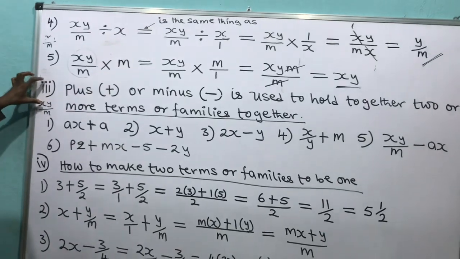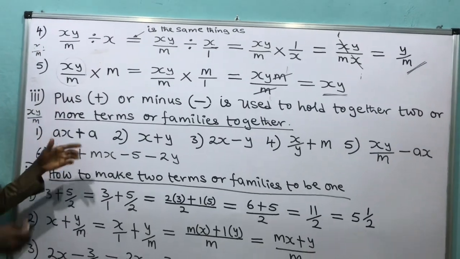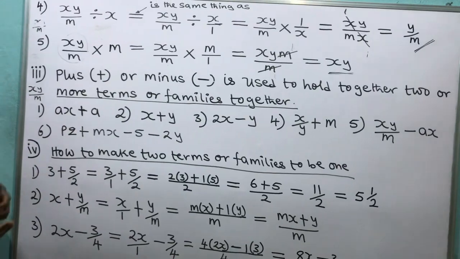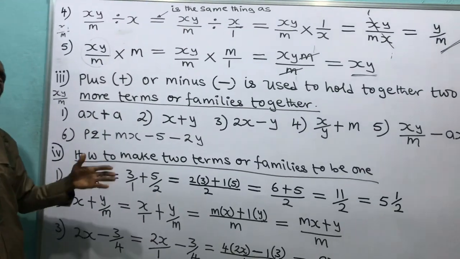Then let's go to I. I is asking how will I remove a person from a family.